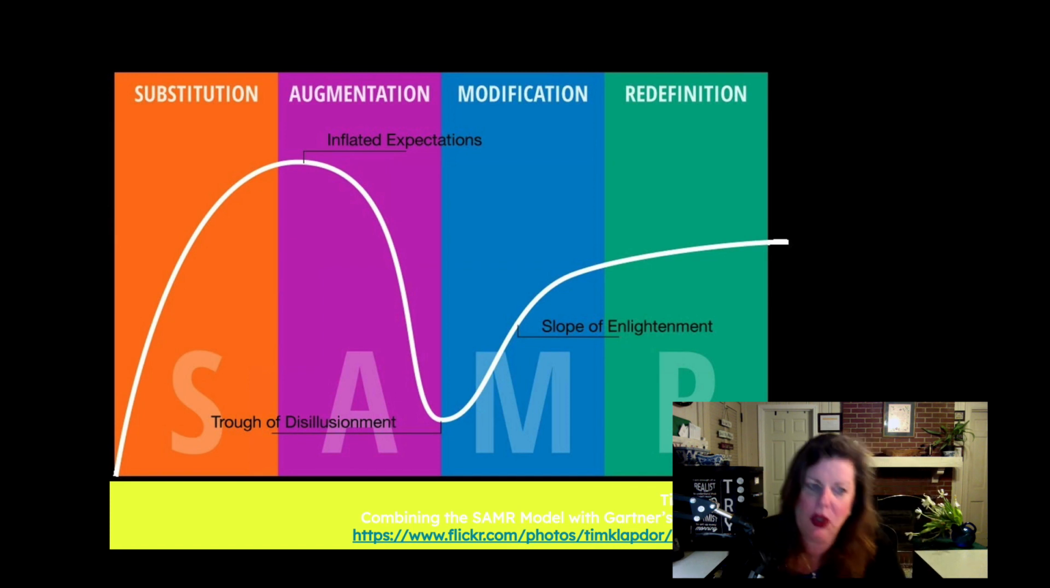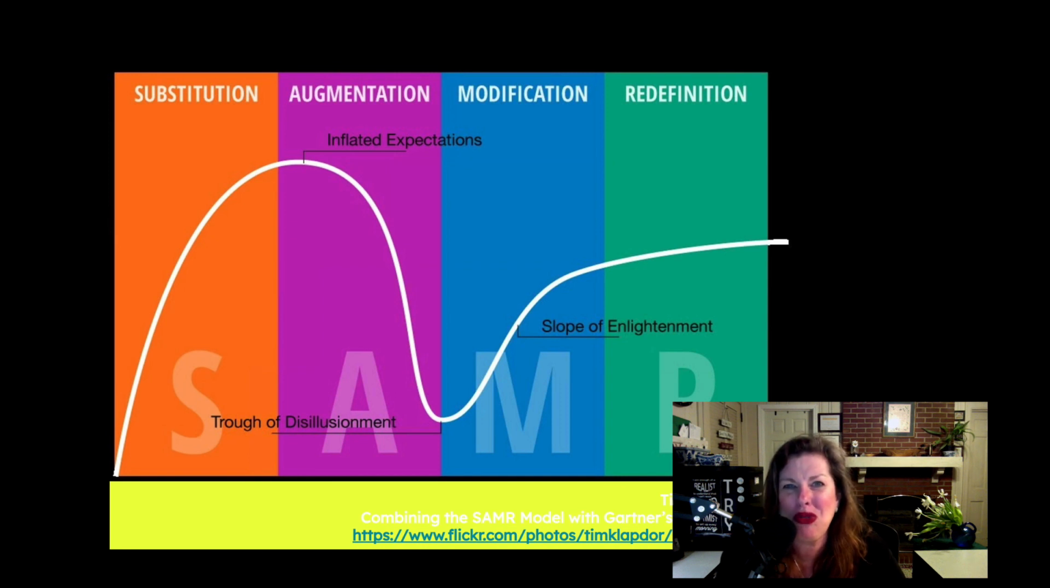Tim Clapdoor, this is from, I pulled it off of Flickr, that there is an adoption model that you can actually put over SAMR, that when we start using a tool, we end up with inflated expectations. So we start at substitution, we start getting into augmentation, and we have these inflated expectations of what it could do, and then it can't do it that way. And we end up in the trough of disillusionment. And I would argue that a lot of teachers and districts are in the trough of disillusionment right now.